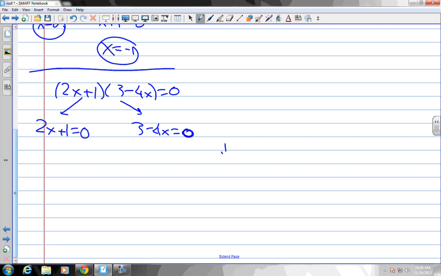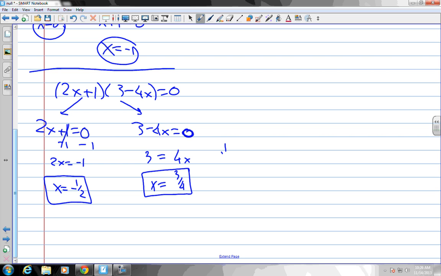That's the best thing. So you solve the first one, subtract 1, 2x equals negative 1, so x is negative 1/2. Is that okay? So that's one of the solutions. If you plug in negative 1/2 for x, the equation will balance. This one, you can add 4x to the other side and divide by 4, x equals 3/4. So there we go. We got two solutions.